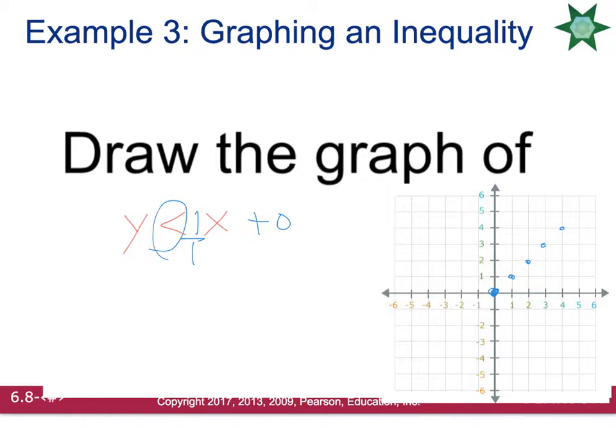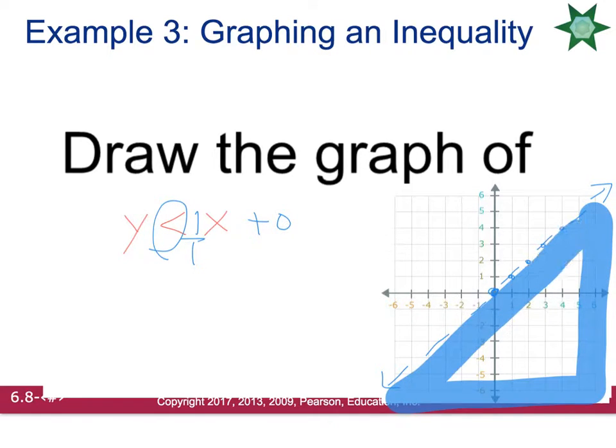The inequality sign does not use a line underneath it, so I will need a dashed line. And since the y is alone, you can use the shortcut technique here. We want to be smaller than the line. So smaller than the line can be considered under the line.